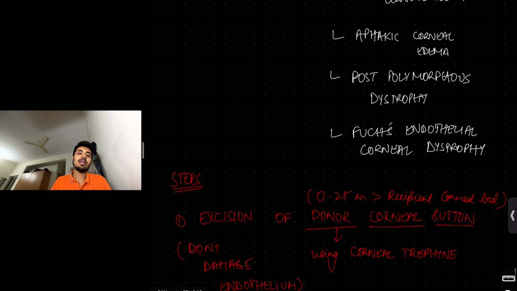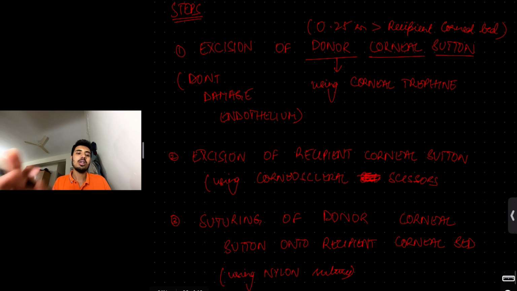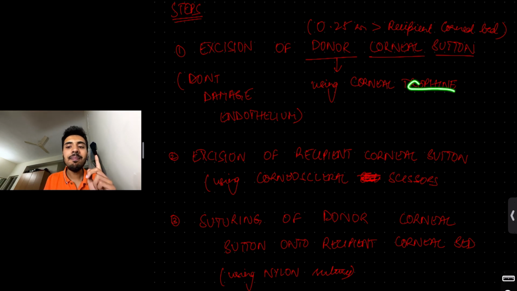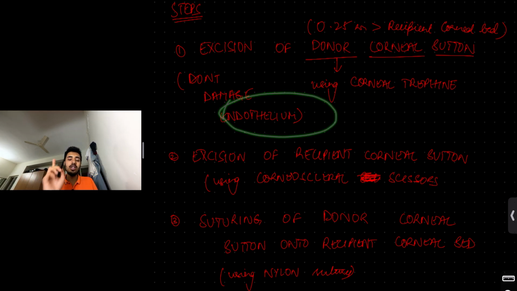Now, what are the steps? We are assuming a complete, full thickness penetrating keratoplasty. First, you will excise the donor cornea. The donor corneal button, they say, should be 0.25 centimeter more than the recipient's corneal bed. That is one thing. And when you are excising it using a corneal trephine, you should be very careful not to damage the endothelium of the donor corneal button.